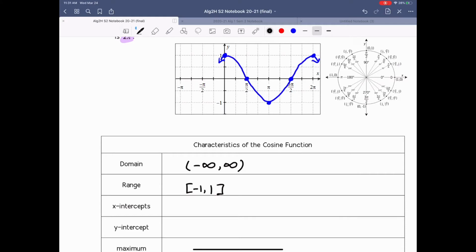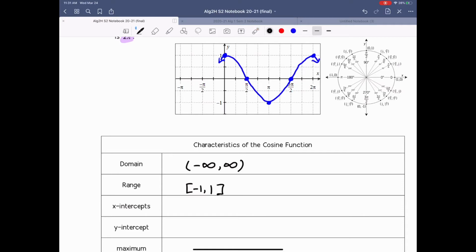And we are including those values. Now the x-intercepts are a little bit different. So looking at the first interval, 0 to 2 pi, we have x-intercepts at (pi over 2, 0) and (3 pi over 2, 0). So the x-intercepts are still happening in intervals of pi, because to get from pi over 2 to 3 pi over 2, that's one interval of pi.